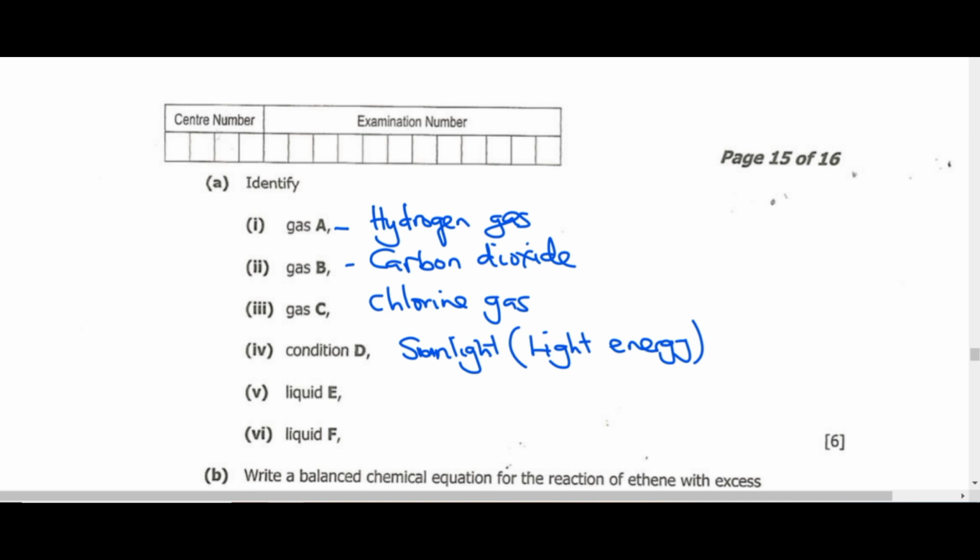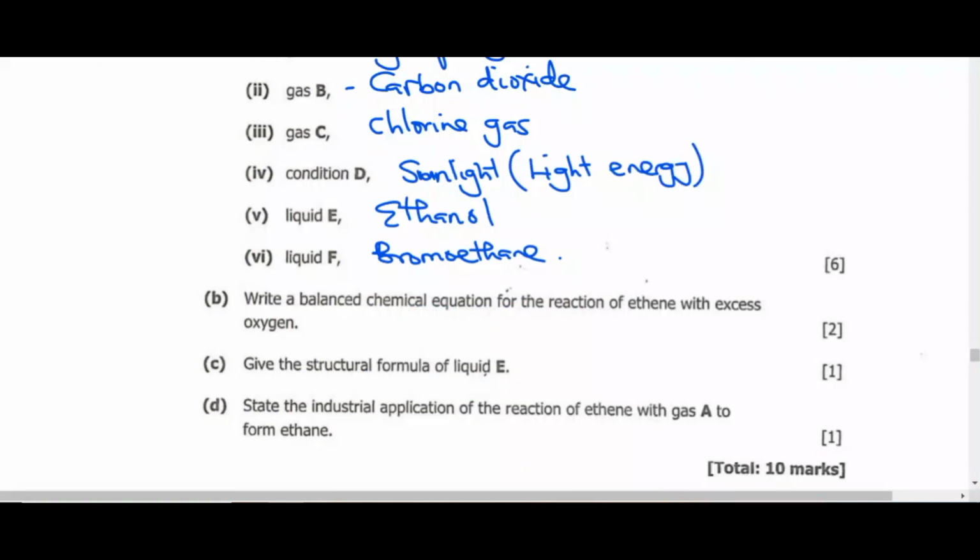And then liquid F, we said that is bromoethane. So that is it. Now the question is, write a balanced chemical equation for the reaction of ethene with excess oxygen.